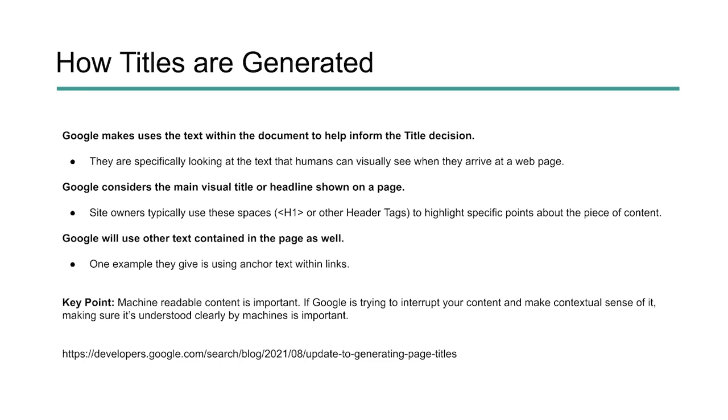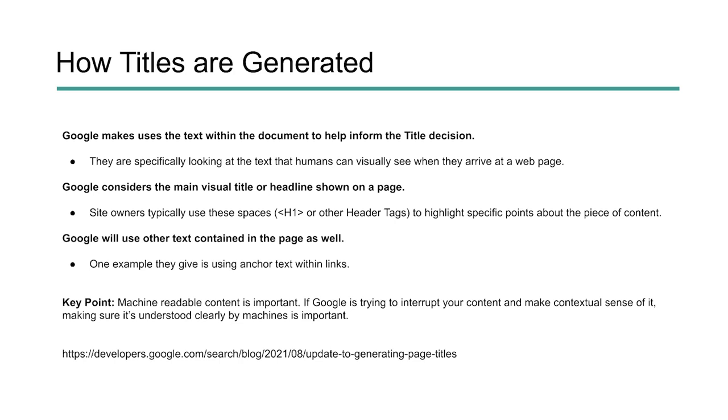The first thing is they look at the text within the document to help them inform the title decision. What they're looking to do is specifically use text that humans see visually when they arrive at a page. What do people see when they get there? What is the intent of this piece of content? What is its main content about? Google's also considering main visual titles or headlines on the page. So they're looking at things like your H tags, your headings, the way you break up your content, and understanding specific parts of that content and what's the main point. So they're taking that into account as well.